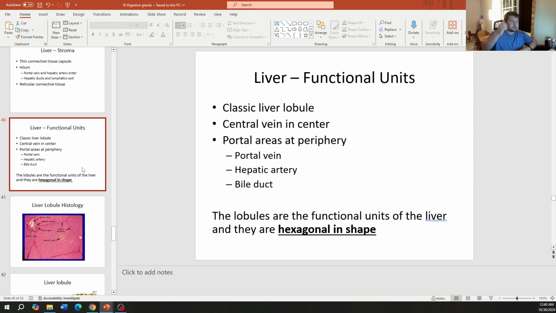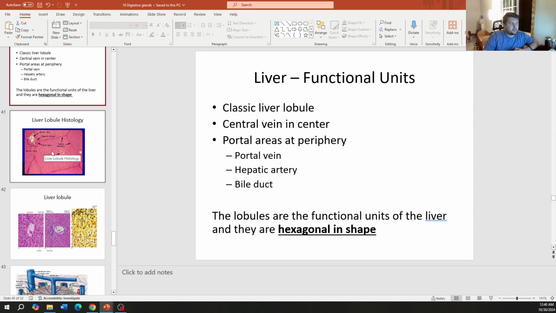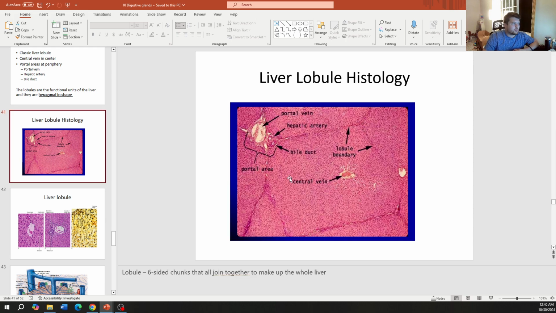Getting a little bit more specific, the whole liver is divided into lobes of the liver, and then we look even deeper. We have these things called lobules. There is a central vein in the center of the lobule, and then there are portal areas at the periphery, or the outside of the lobules. So this right here is a lobule. All those little dots are hepatocytes, or liver cells. So we have our lobule right there. It's kind of hexagon shaped.